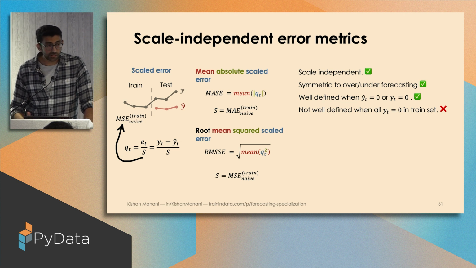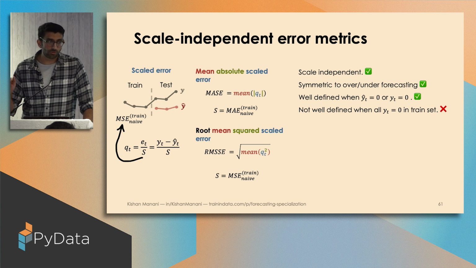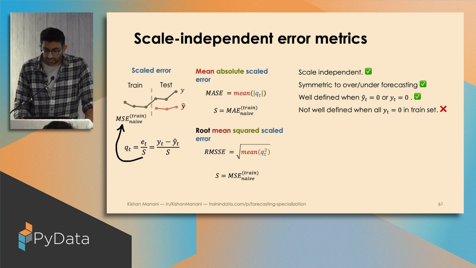It's scale independent, symmetric to over and under forecasting, well defined when your actuals or forecasts are 0. The only time it's not well defined is when your time series is 0 for your entire training set. Actually, another caveat, or when your time series is constant in your training set, because the naive forecast that you typically use is the previous observation, and so if you were to compute the naive error and it's constant, the error is 0, and so you're dividing by 0 again. So that's the only time that this error metric kind of falls over. So these are two cool scale-independent error metrics.